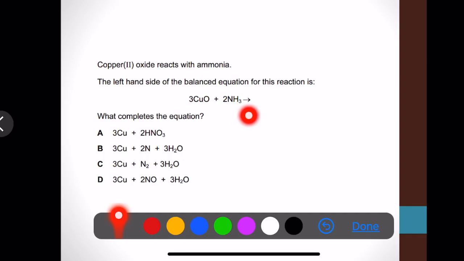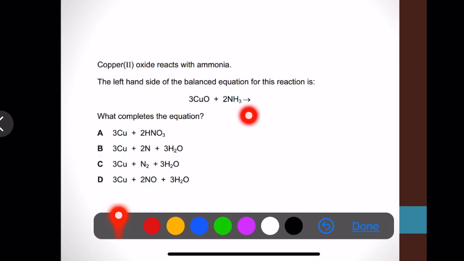What completes the equation? Let us see the number of atoms for each element present in the reactants, because we must have an equal number of atoms in reactants and in the products for each element. Hydrogen, 3 times 2 is 6 in the reactant. Nitrogen is 2 times. Copper is 3 times. Oxygen is 3 times. We should have the same number of each element in the products. Let's see one by one each equation.